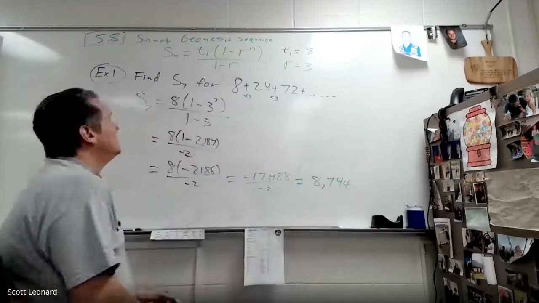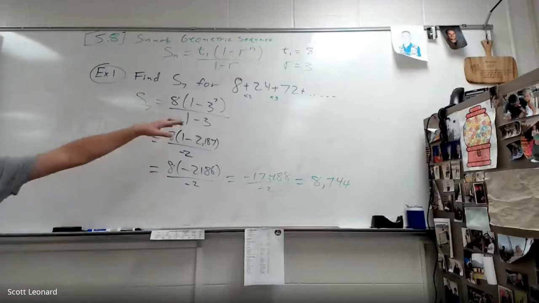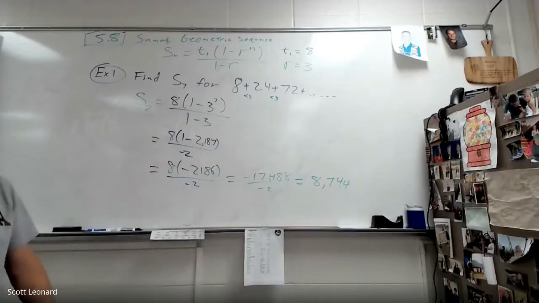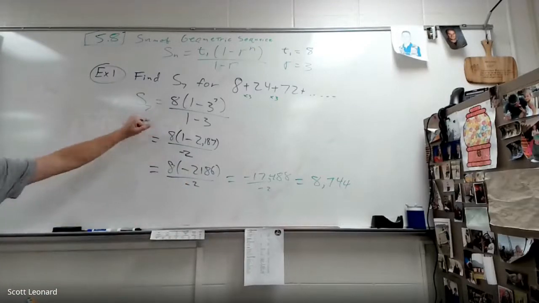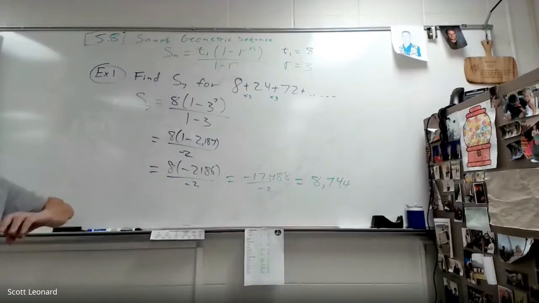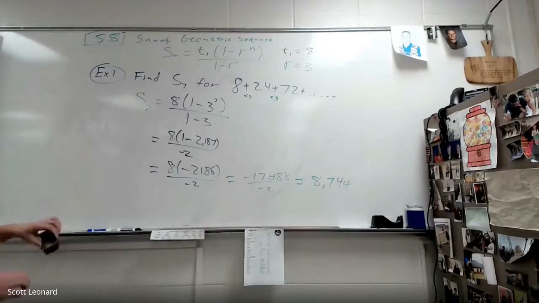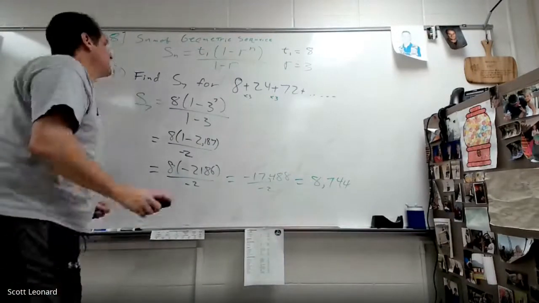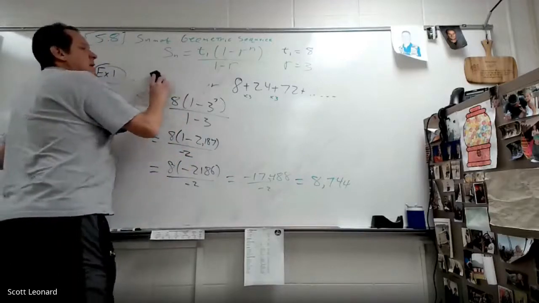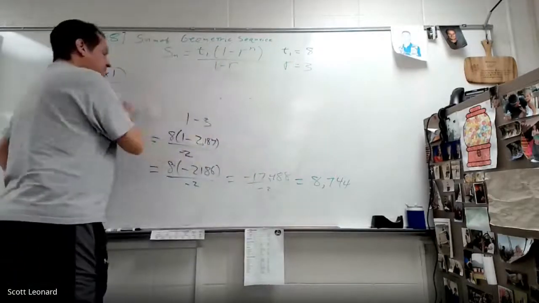So once again, I don't need to know what the fourth, fifth, and sixth, seventh terms are. I can find the sum of the first 7 terms by doing that. Any questions on this one? All right, most of you are going to find this assignment to be easier than yesterday's. All right. I'm going to have you do the next one.